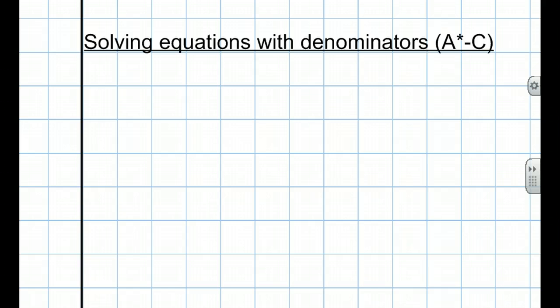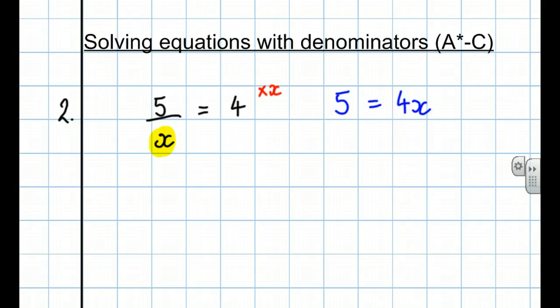Now, a slightly more complex one would be where we have the unknown, the variable, the letter in other words, on the bottom. How do you solve this equation? Well, we get rid of the x from the bottom by multiplying the whole equation by x to give 5, because 5 divided by x times x is 5, equals 4x. And from there, we'd finish off by taking the coefficient, the number in front of x, and putting it underneath to give 5 over 4 is what x is equal to.